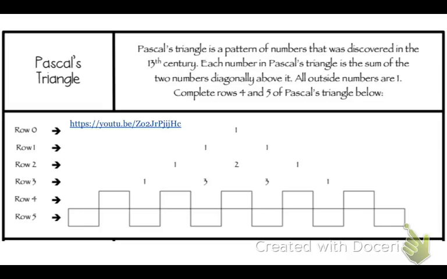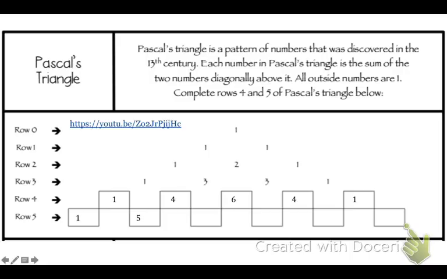So let's find the next one. You always start with 1. Now 1 plus 3 is 4. 3 plus 3 is 6. 3 plus 1 is 4. And then the last one is 1.